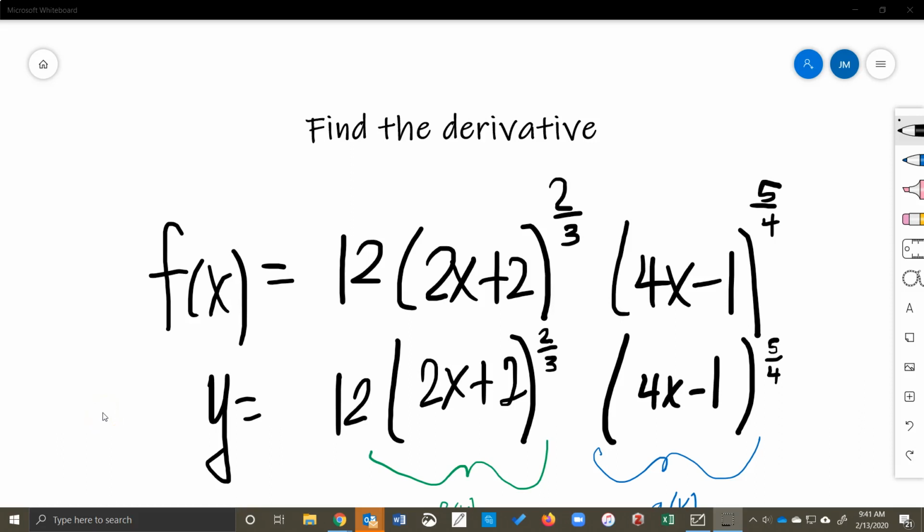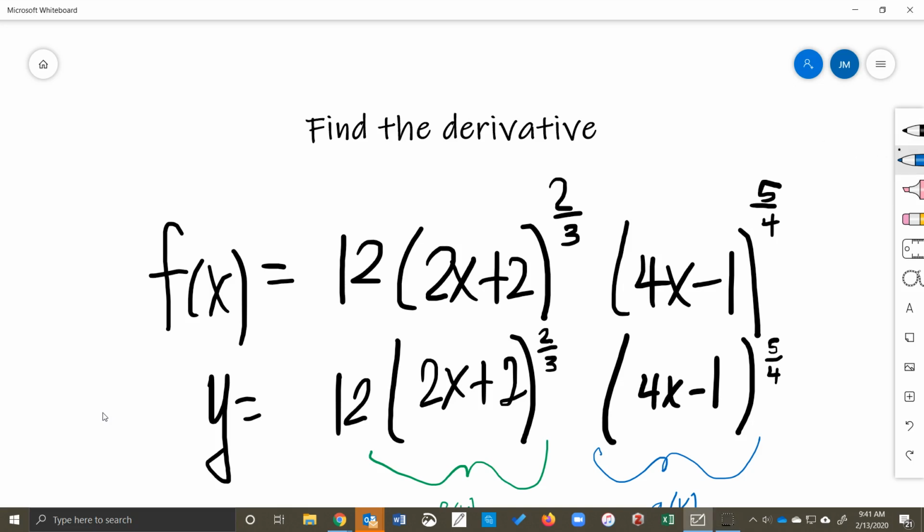So we need to find the derivative of this f of x. And if you read the original function, 2x plus 2 to the 2/3 times 4x minus 1 to the 5/4 power, you notice when I read it, I said times. They're being multiplied. So that tells me that this ultimately is a product rule.